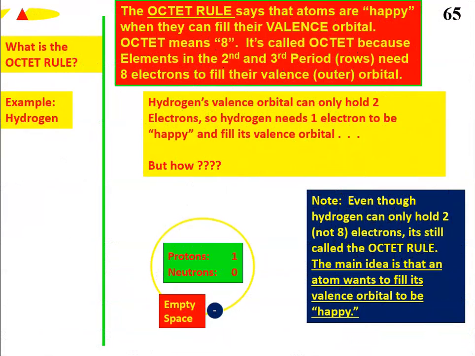So again, the octet rule says that atoms are happy when they can fill their valence orbital. Octet means 8. Hydrogen's valence orbital can only hold 2 electrons. So hydrogen needs 1 electron to be happy and fill its valence orbital. But how does it do it? Where does it get that electron from? Note, by the way, that even though hydrogen can only hold 2, not 8 electrons, it's still called the octet rule. The main idea is that an atom wants to fill its valence orbital to be happy.